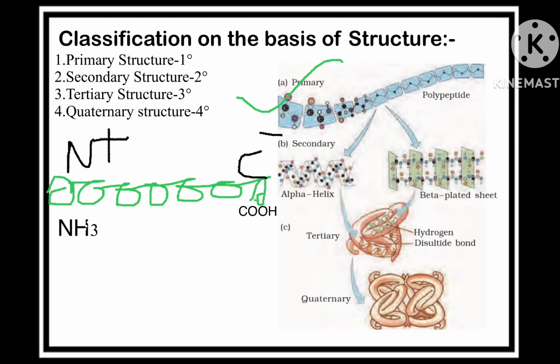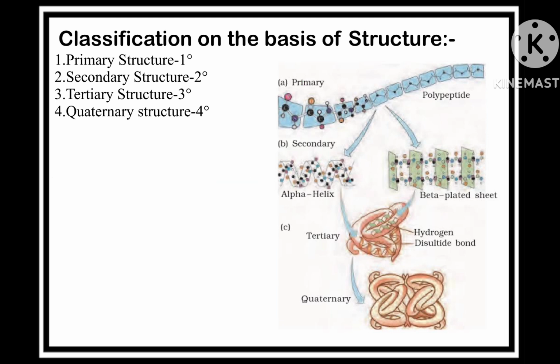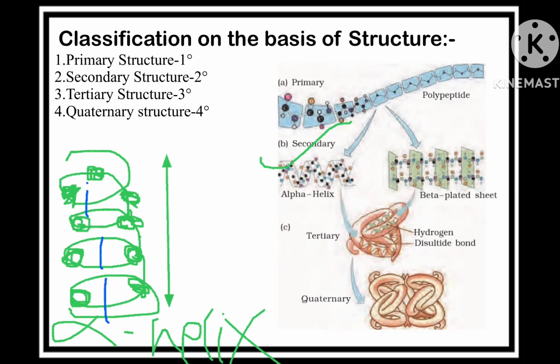And the best example would be newly formed proteins on ribosomes, which have these primary structures only, if you ever noticed. Moving towards the secondary structure, which is 2 degree, spirally coiled. These structures are basically of two types, as you can see in the picture: alpha helix and beta pleated sheet. The alpha helix structure has a right-handed rotation, and peptide bonds are mostly in it.